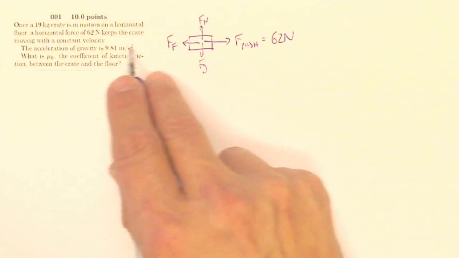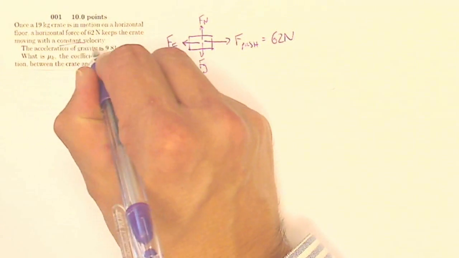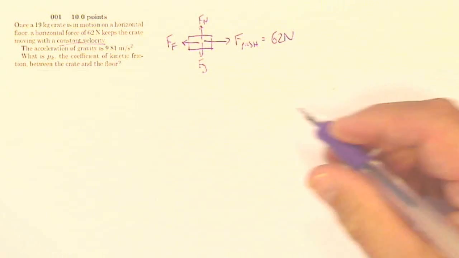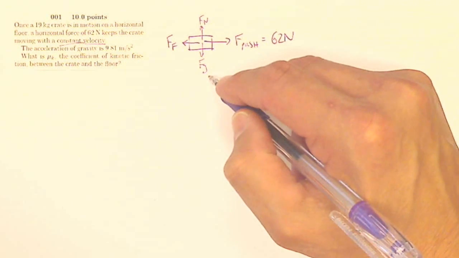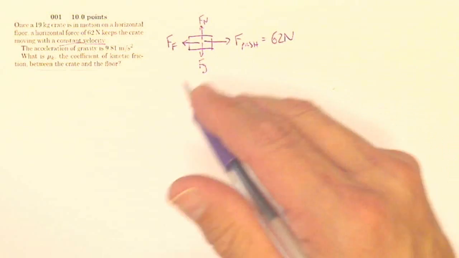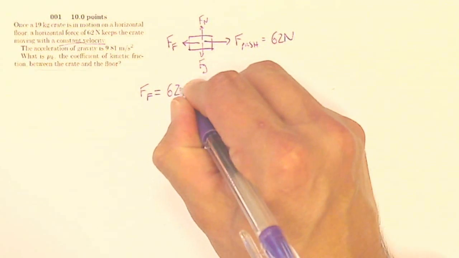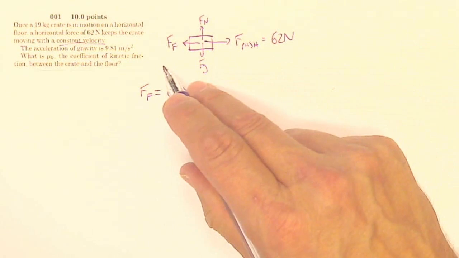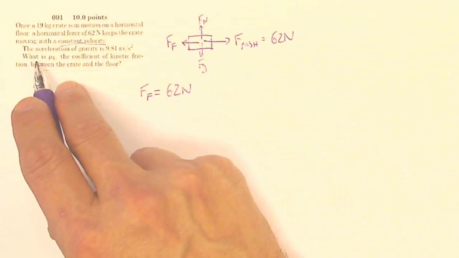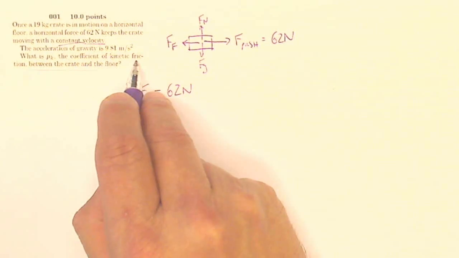Now, if it's moving with a constant velocity, that tells me that forces are balanced. If forces are balanced, that means up equals down, so normal will equal gravity, and the friction will equal the push force. So that tells me right there that the force of friction is 62 newtons, because the friction force equals the push force. I'm looking for the coefficient of kinetic friction.